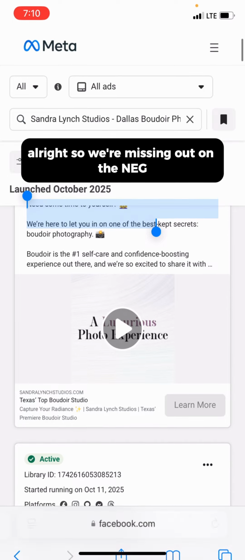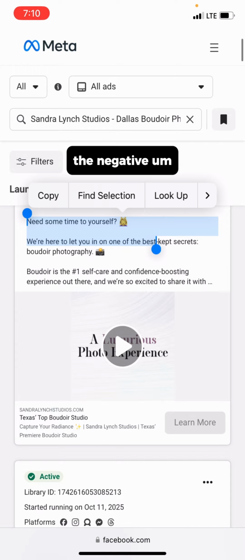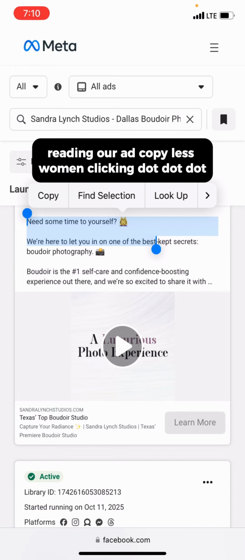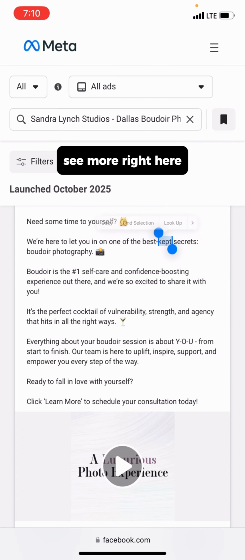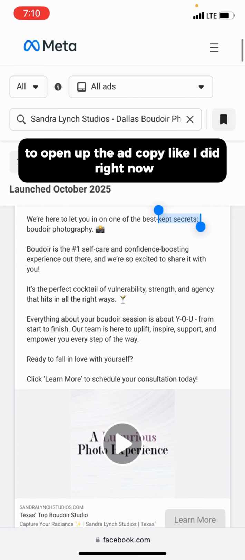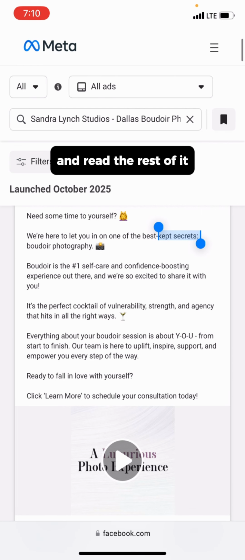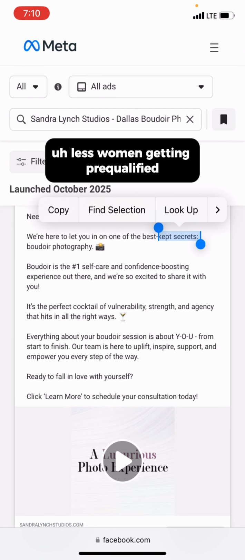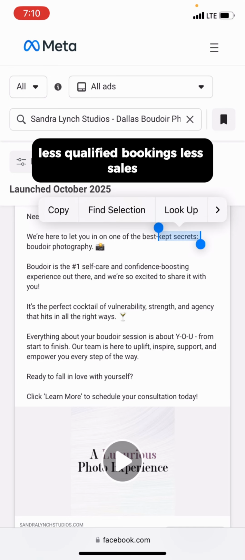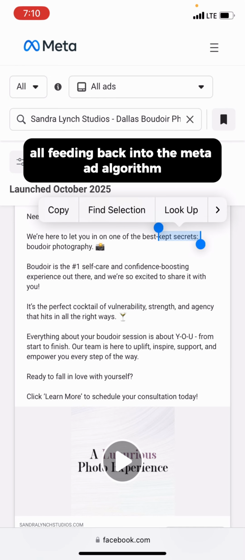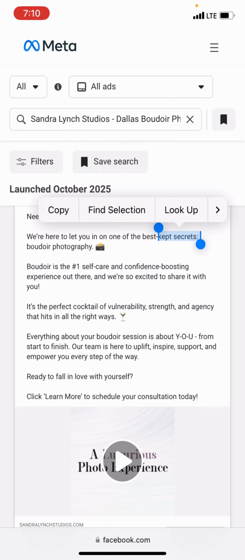All right, so we're missing out on the negative. So yeah, less women coming through reading our ad copy, less women clicking See More right here to open up the ad copy like I did right now and read the rest of it. Less women getting pre-qualified, less qualified leads coming through, less qualified bookings, less sales, less revenue, less conversions, all feeding back into the Meta ad algorithm.